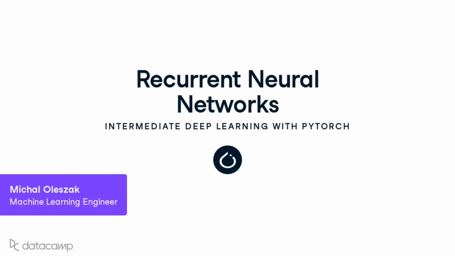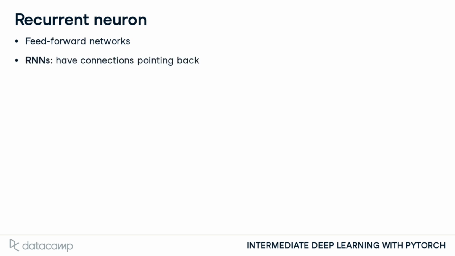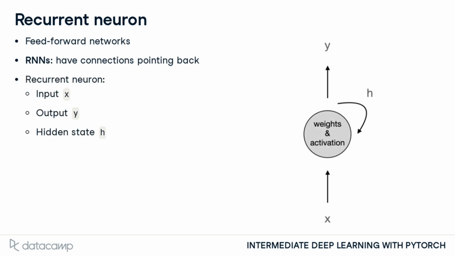It's time to discuss recurrent neural networks. So far, we built feed-forward neural networks where data is passed in one direction, from inputs through all the layers to the outputs. Recurrent neural networks, or RNNs, are similar but also have connections pointing back. At each time step, a recurrent neuron receives some input x, multiplied with the weights and passed through an activation. Out come two values, the main output y and the hidden state h, that is fed back to the same neuron. In PyTorch, a recurrent neuron is available as nn.RNN.